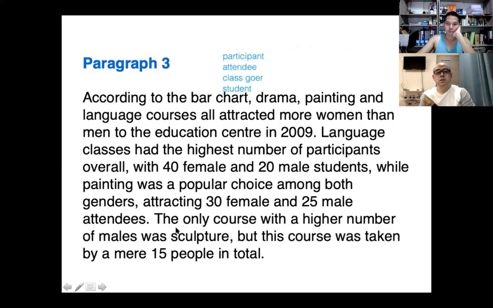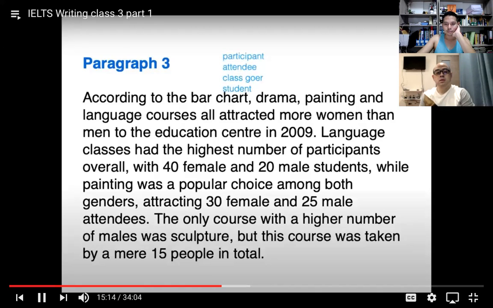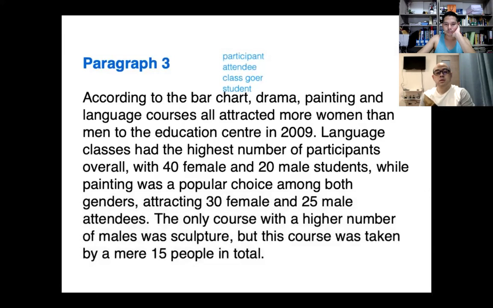The only class with a higher number of males was sculpture, but this course was taken by a mere 15 people in total. So in total, only 15 students. And it's still male students. You can see male students join the class more.